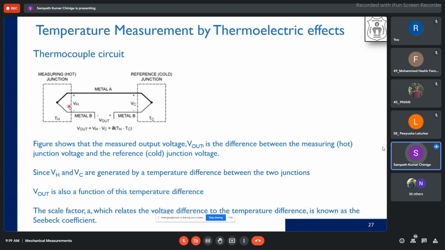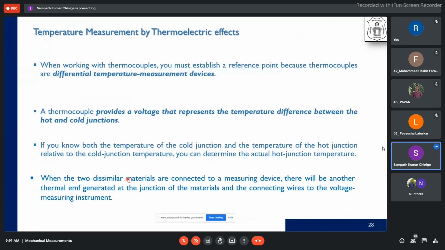Since we have two different materials maintained at two different temperatures, an EMF is being produced. In that sense, the scale factor A, which relates the voltage to the temperature difference, is what we call the Seebeck coefficient. Okay, clear.